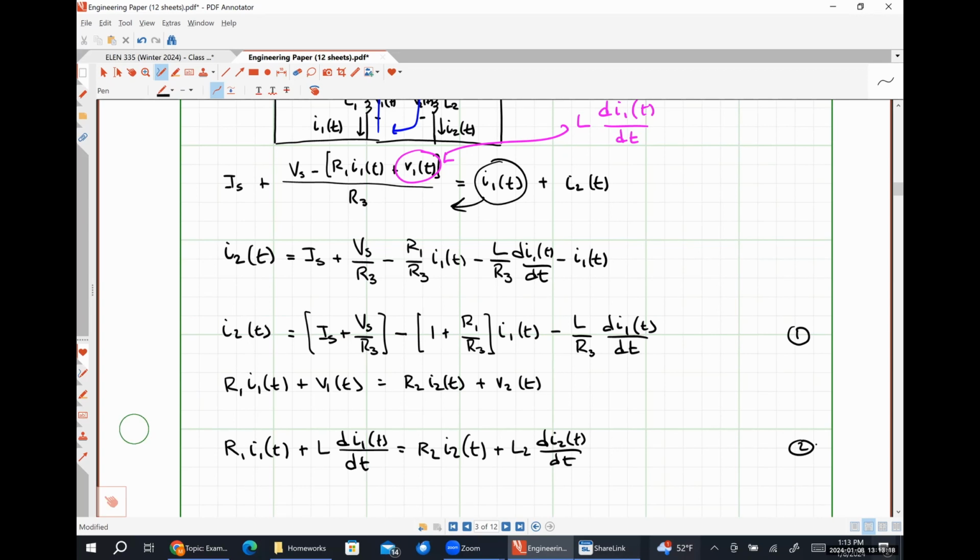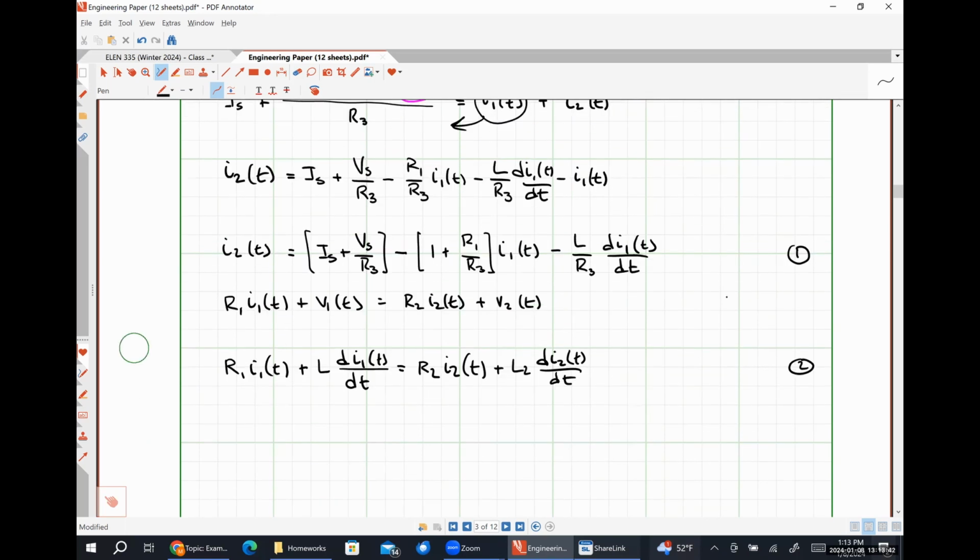And looking at things now, if I take the derivative of equation 1, that'll get me the derivative of I2, and that would allow me to substitute equation 1 and the derivative of equation 1 into equation 2 to get my second order differential equation. So it's the same basic thing, it's just now we have only inductors instead of an inductor and a capacitor.